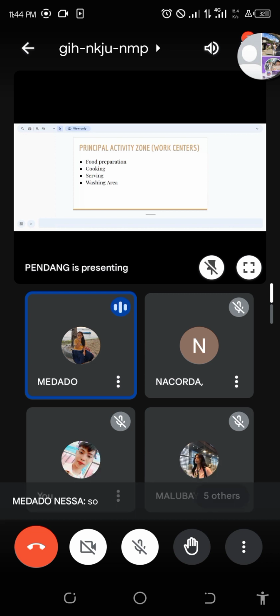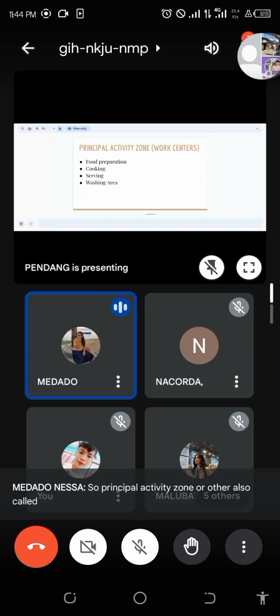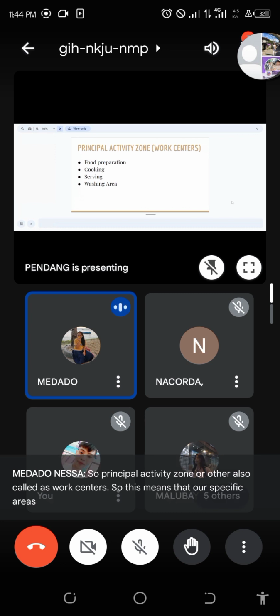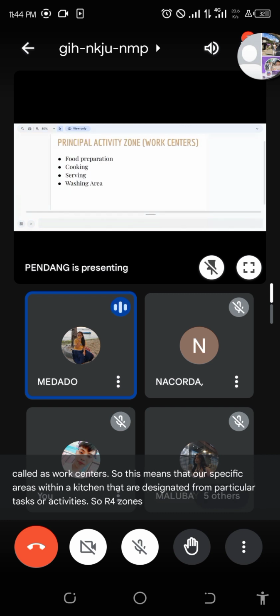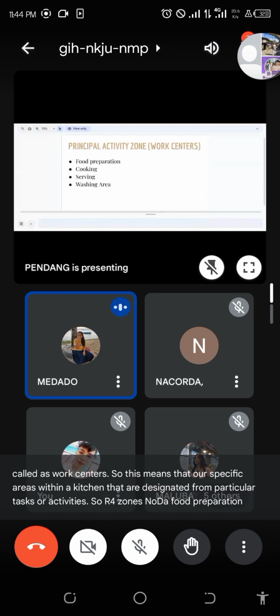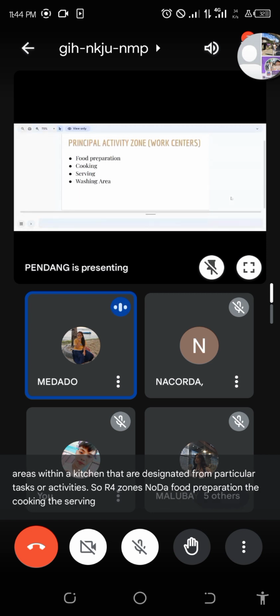So the principal activity zones, also called work centers, are specific areas within a kitchen that are designated for particular tasks or activities. There are four zones: the food preparation, the cooking, the serving, and the washing area.